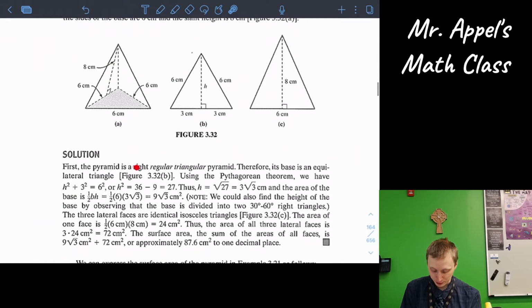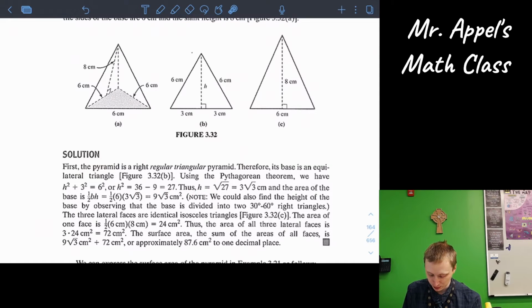Okay. The pyramid is a right regular triangular pyramid, therefore its base is an equilateral triangle. Using the Pythagorean theorem, we have h squared plus 3 squared equals 6 squared. So we're trying to find this perpendicular distance across, so we split this into two half right triangles. Or h squared equals 36 minus 9 equals 27.